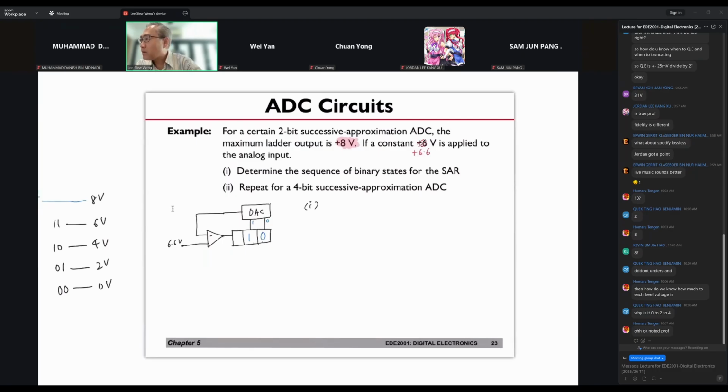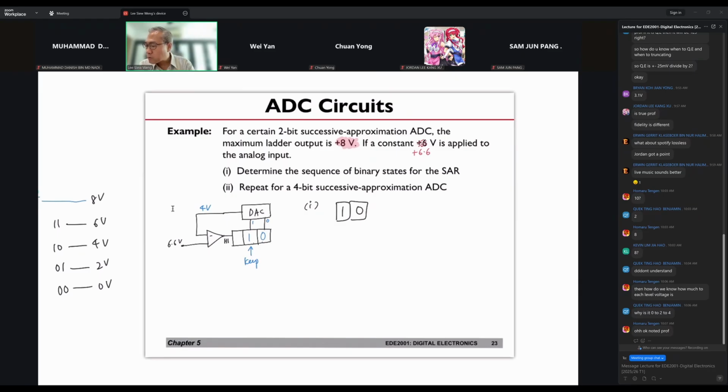So now what will be the inputs? It will go from 1 0. Then after that, the output here will be 4 volts. Now, do I keep this? I keep. Okay, so this one keep, because the 4 volts is less than the 6.6 volts, and the output here will be high. So you keep. Okay, now you are going to go to the LSB.